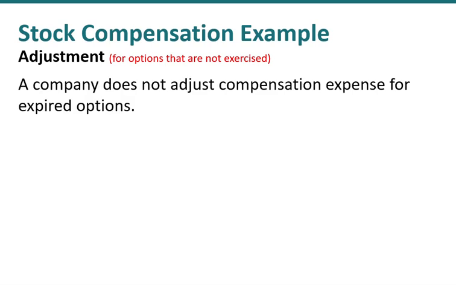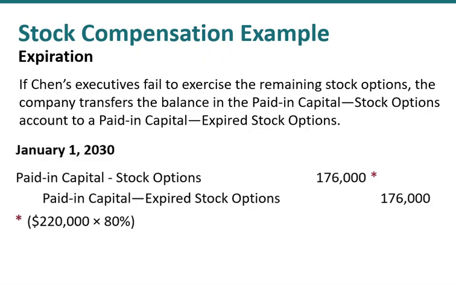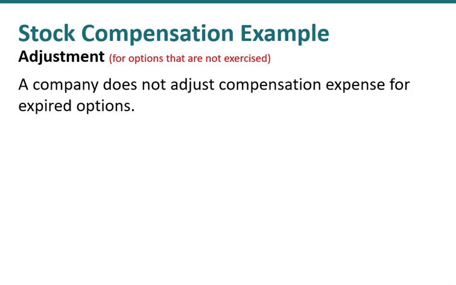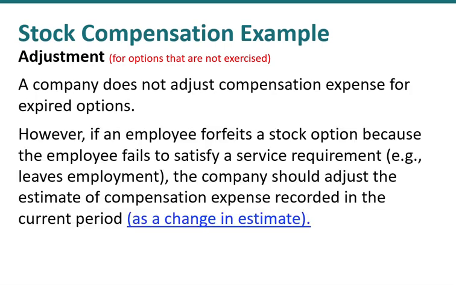Again, the company doesn't adjust compensation expense for expired options. They simply shuffle the deck and move it from one capital account to another. But if an employee forfeits their stock options because they fail to satisfy a service requirement, say for instance they leave the company prior to the exercise date of the options, the company will need to adjust its estimated compensation expense in the current period.